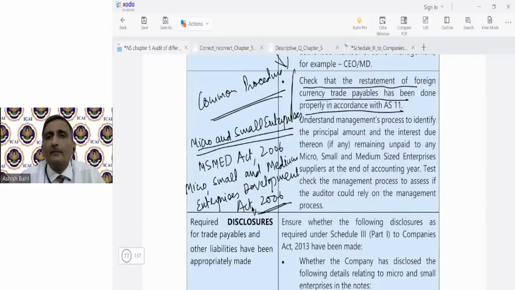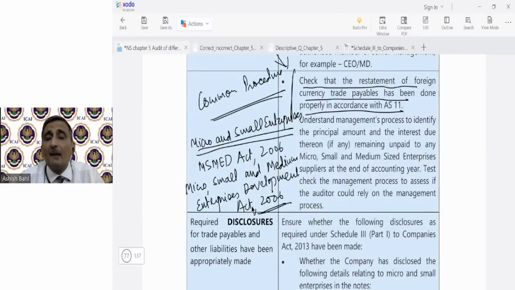So students, I'll give you a little background of this MSME Act. It basically contains provisions that payment to micro and small enterprises has to be made within a period of 15 days from the time the goods are accepted by the company, or if there is some sort of agreement between the company and that micro and small enterprise, then in accordance with the terms of that agreement, but this should also not be more than 45 days.